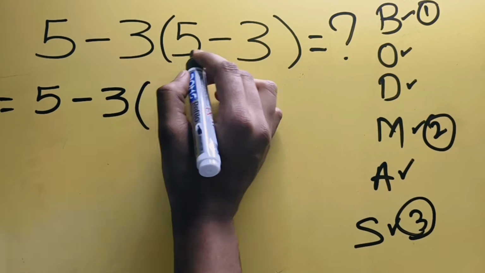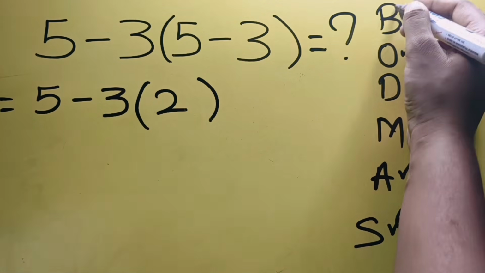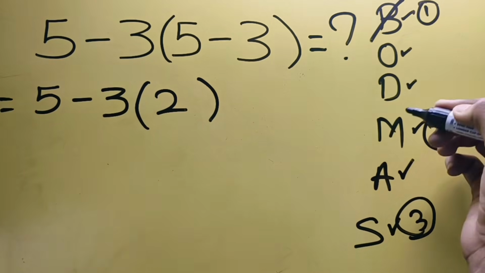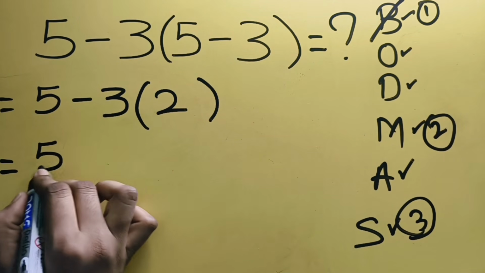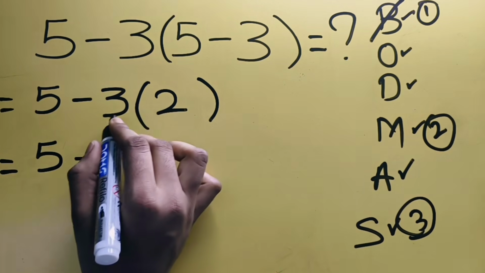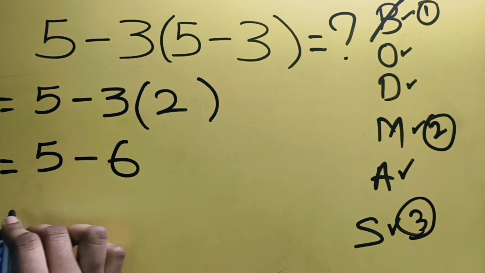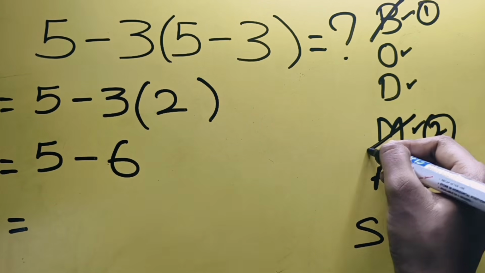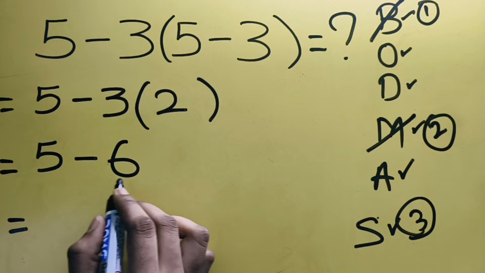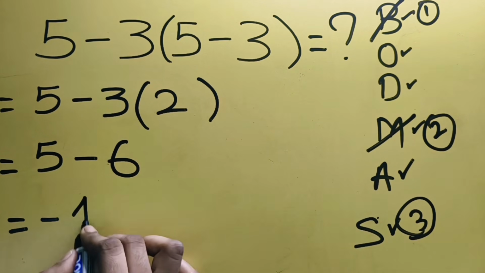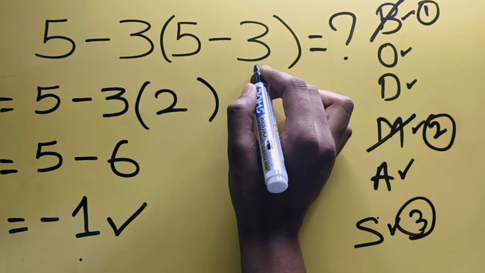Now positive 5, negative 3, we get positive 2. After bracket, we need to do the multiplication. So equals to, here we have 5 minus, bracket means into, so 3 into 2, we get 6. After multiplication, we have the subtraction. So positive 5 and negative 6, we get negative 1. So negative 1 is the correct answer for the given question.